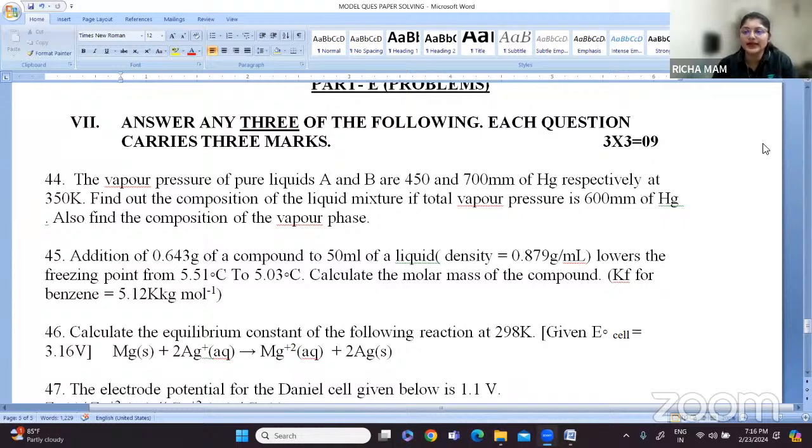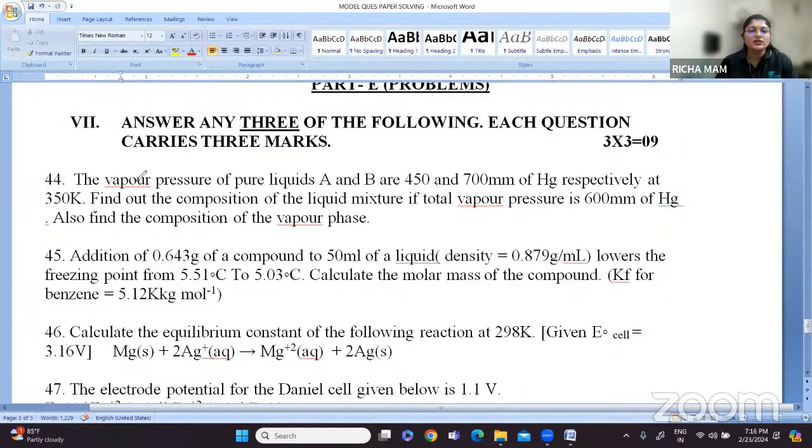This is completely the part for physical chemistry. So you'll get questions here from solutions, chemical kinetics, and electrochemistry. This is the physical chemistry part, so we'll see the questions now.